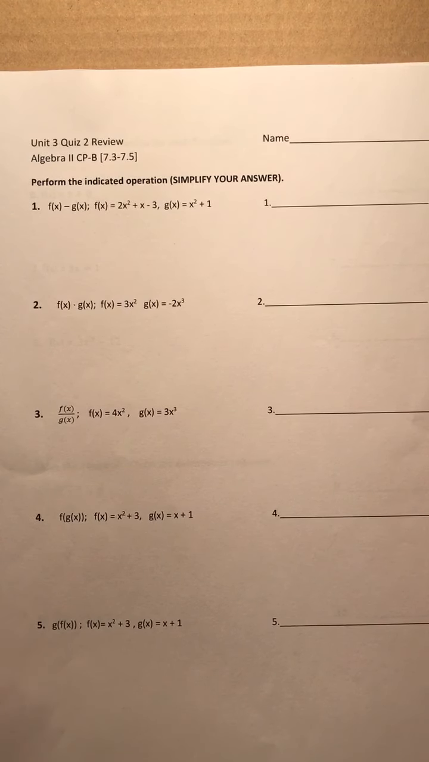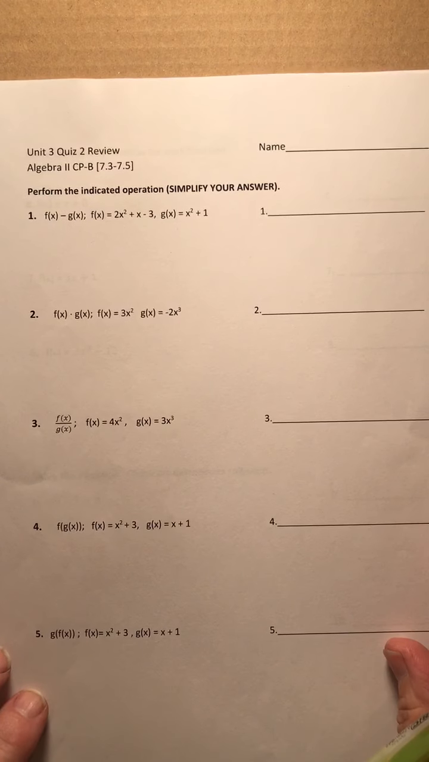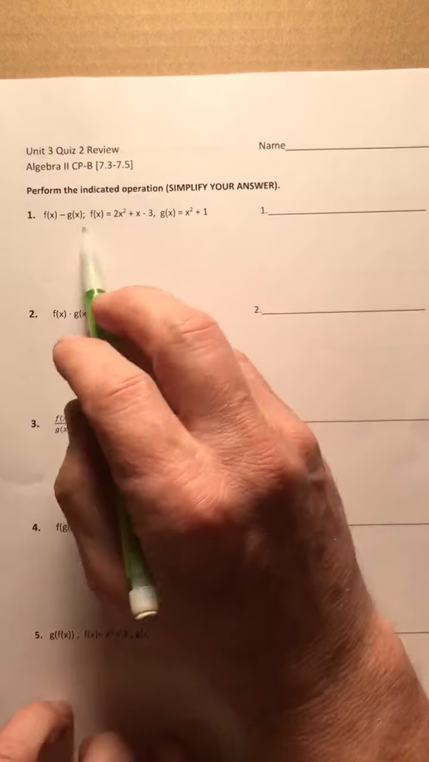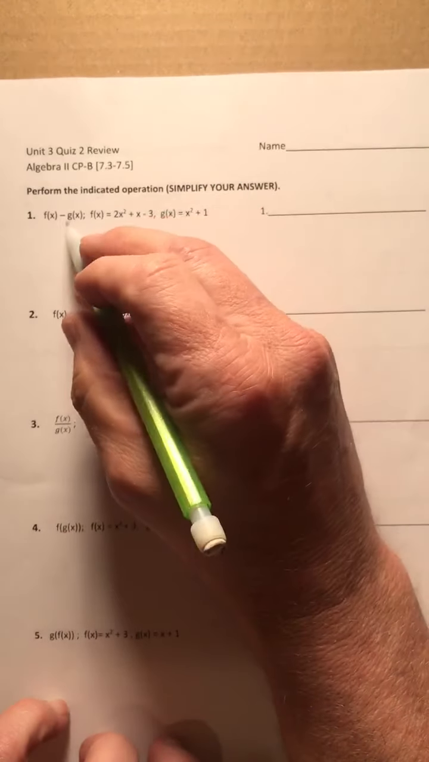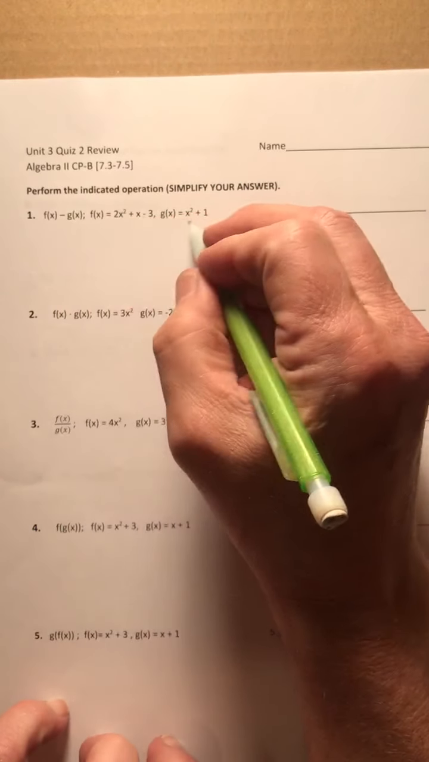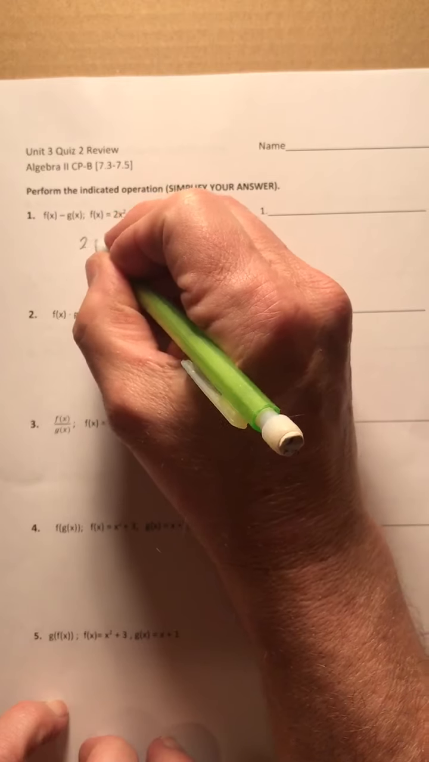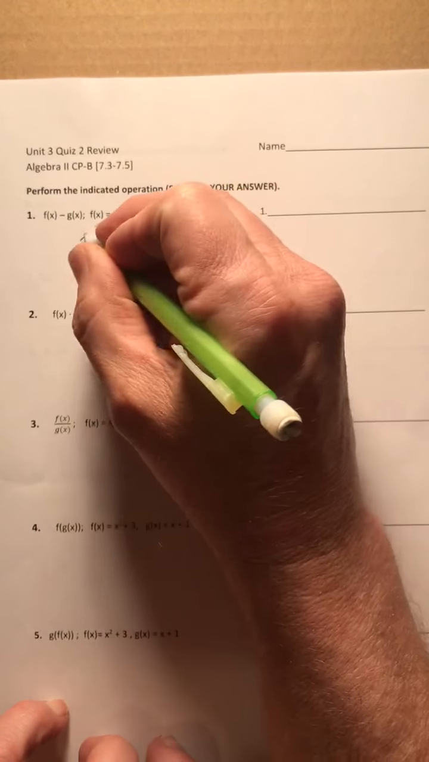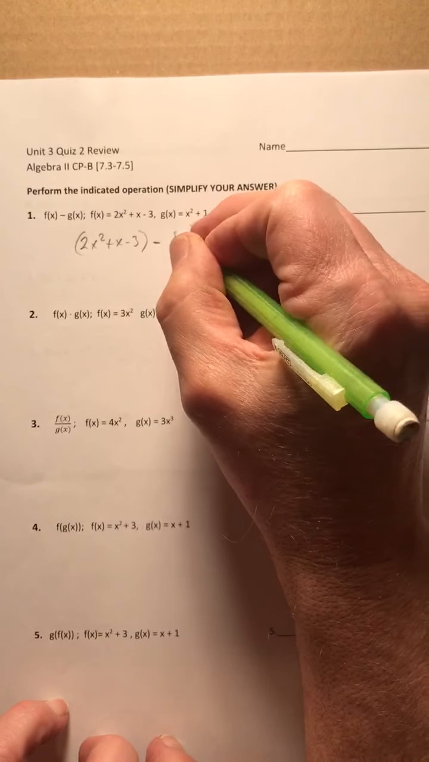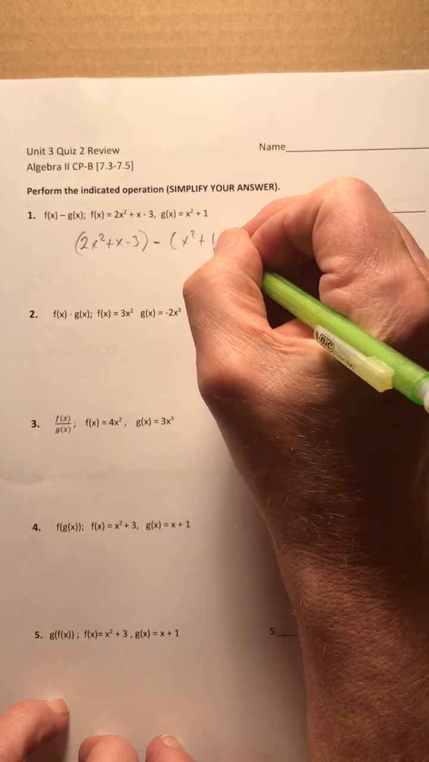All right, here's your review for the quiz for tomorrow. The first one we have is f of x minus g of x. Be careful in these. You guys will get these wrong if you don't put the second one in parentheses. So it has to look like this: 2x squared plus x minus 3 minus x squared plus 1.